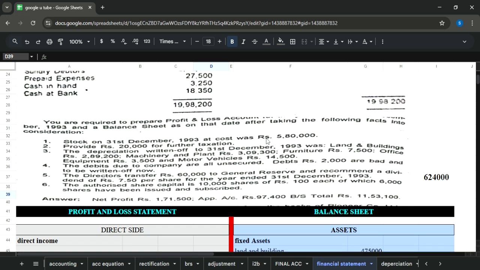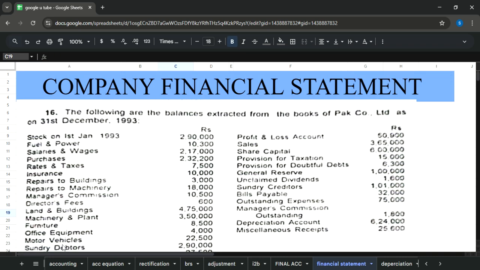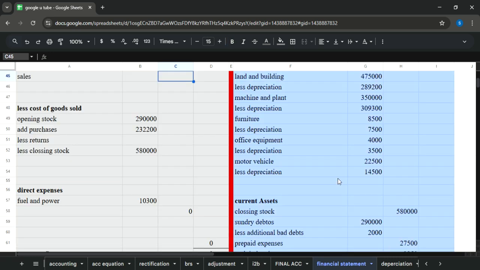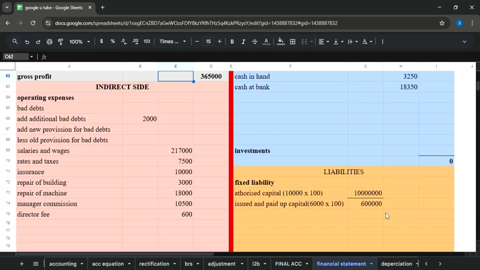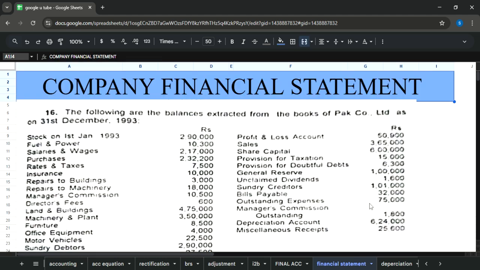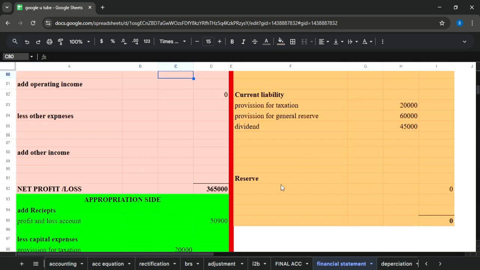Sales, it would be written on the direct side. Here let's mention sales. Amount of sale is 365,000. So in the direct income side, we have written sale. Share capital 6 lakh, I think already mentioned. Yes, 6 lakh issued and subscribed share capital in the fixed liability side. Provision for taxation, and we have a reserved place here.